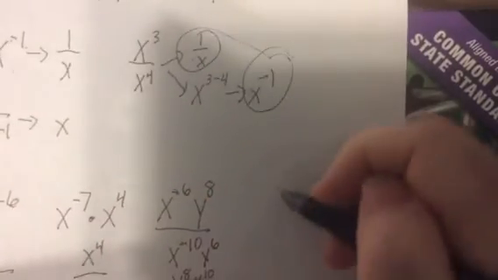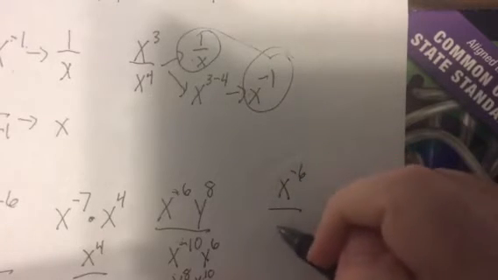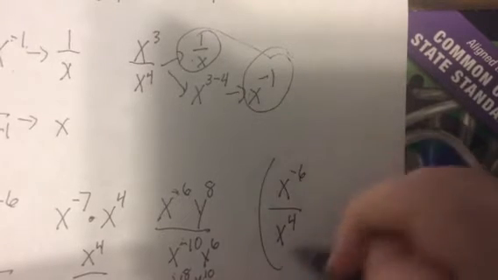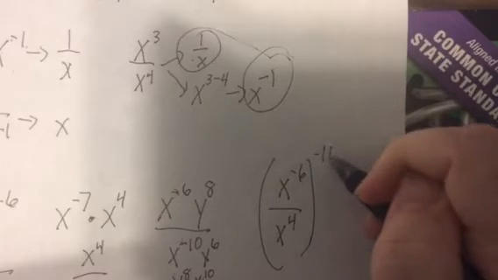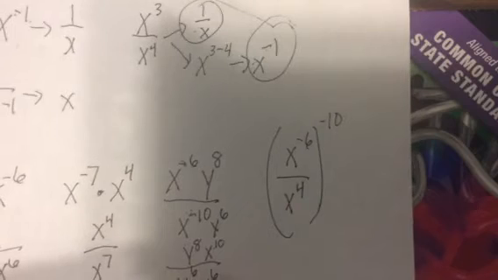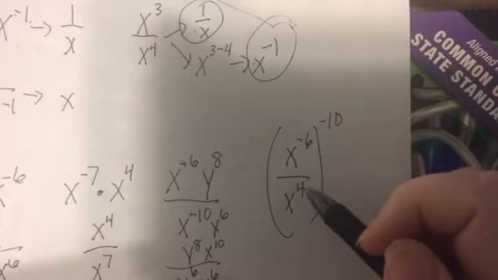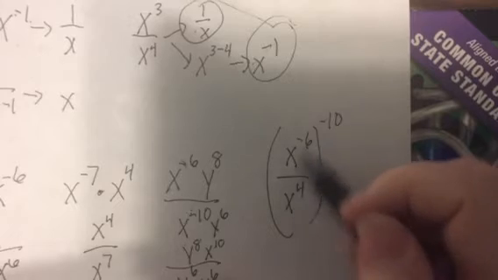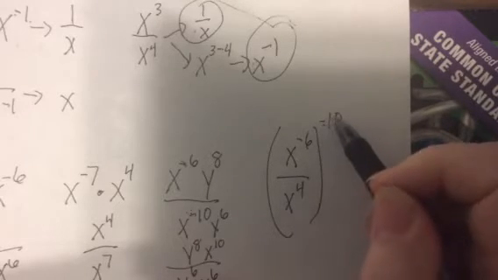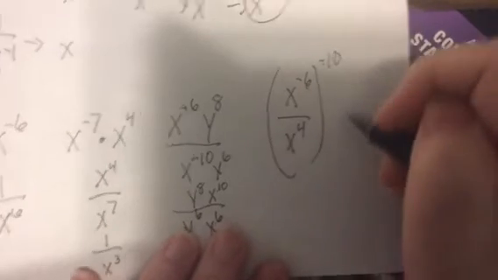Let's say I have x to the negative 6 over x to the fourth, all raised to the negative 10th. Now, there's different ways to do this problem. A lot of these can be started a different way. I can either simplify inside first and then raise it, or I can raise it first and then simplify. I'm going to raise it first.